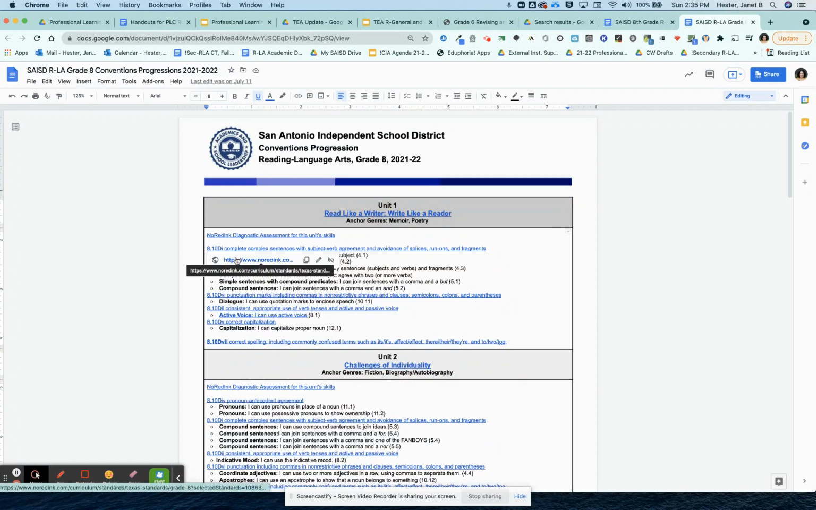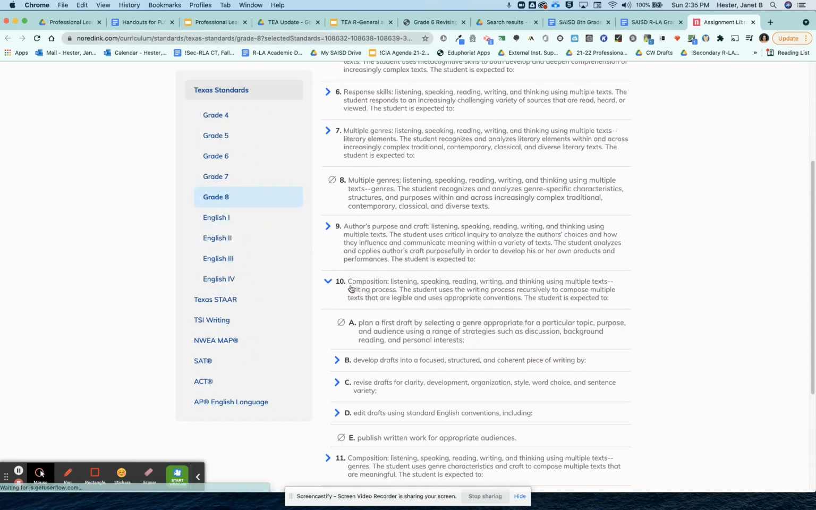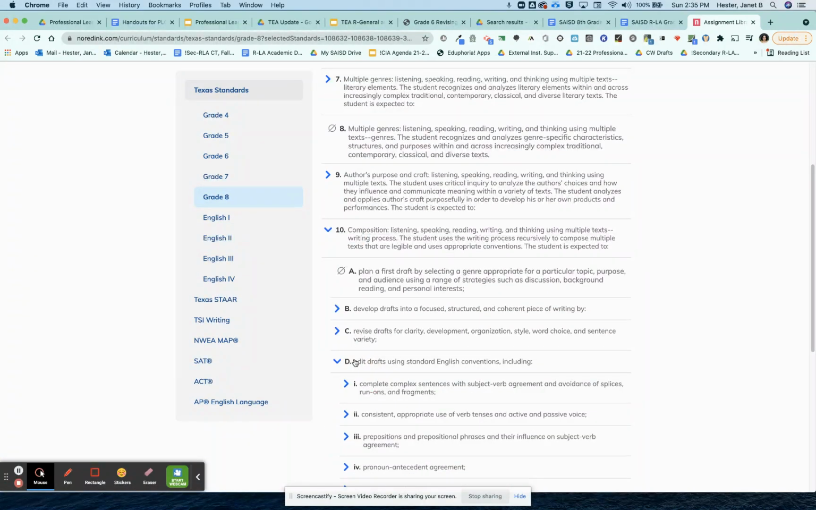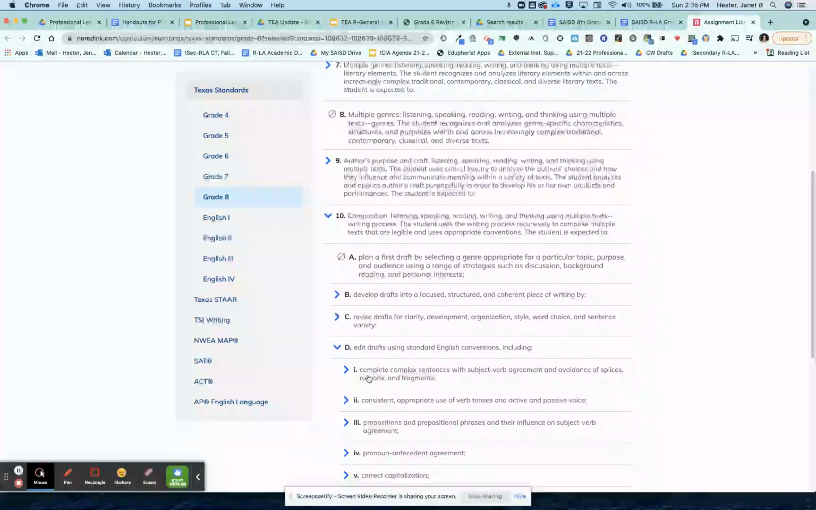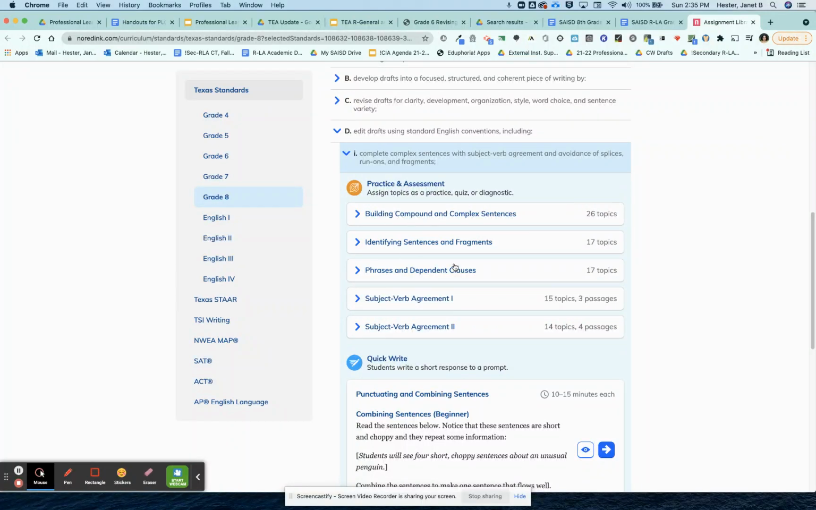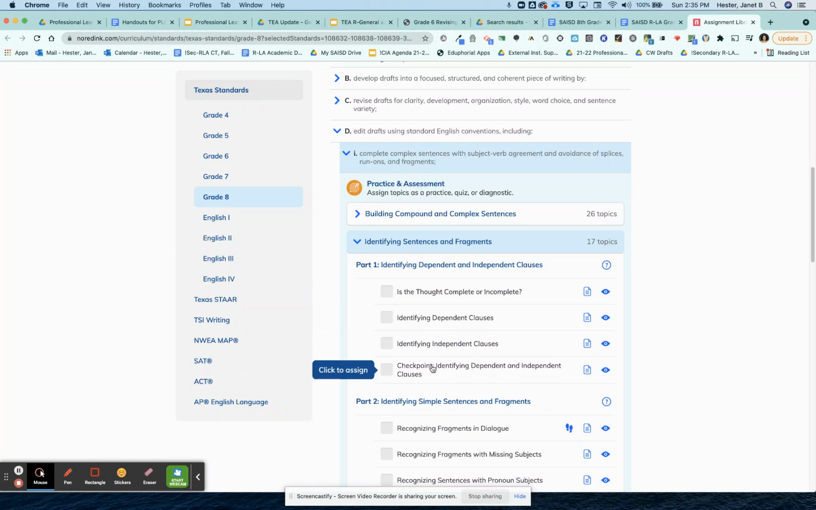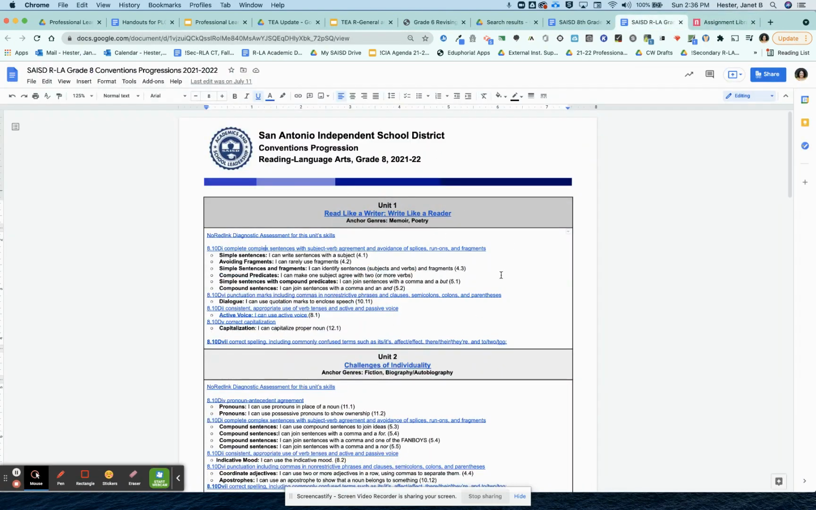So if you click the given link for 8D1, and you know that you might be starting off, say, with avoiding fragments, then you can come to NoRedInk, make sure that you're logged in by logging in using your SAISD Google, and then find that standard. I'm looking for D1, so 10D1. And here's my standard. And then here you'll find the specific practice pieces that can help you. We said we wanted to talk about fragments here, so here's my specific practice that I can be assigning. So the idea is, here's my first unit of instruction.